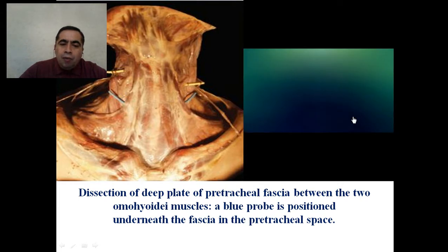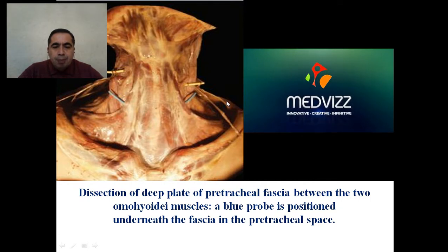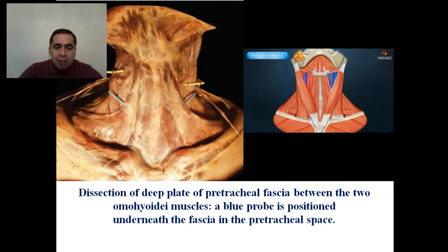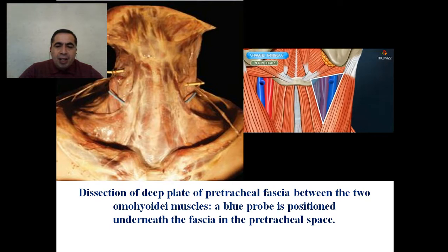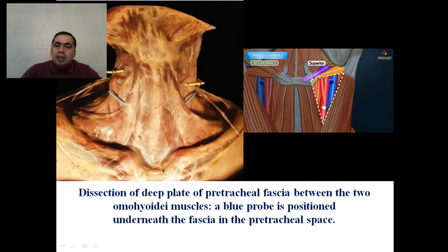This is a section of the deep plate of the pretracheal fascia between the two omohyoid muscles, and the blue probe here is positioned underneath the fascia in the pretracheal area. In this film you are looking at the carotid triangle with the main elements: the common carotid artery, its bifurcation at the level of the superior border of the thyroid cartilage, and the sternocleidomastoid muscle.